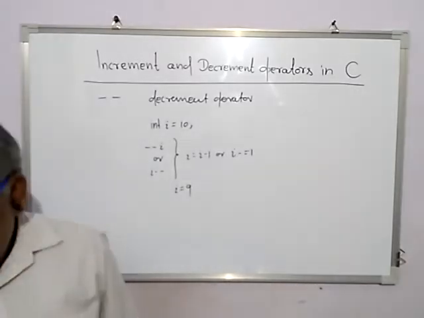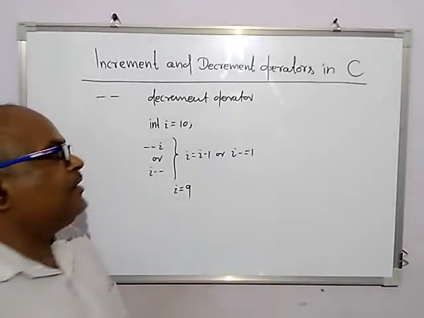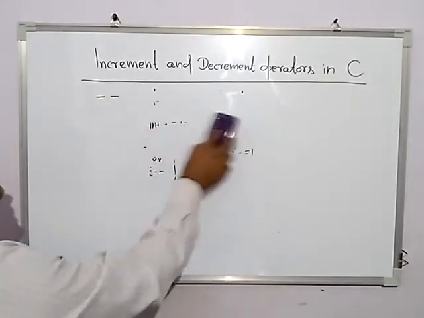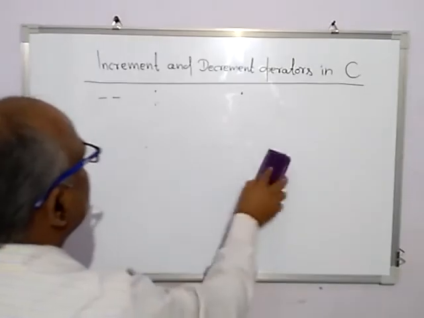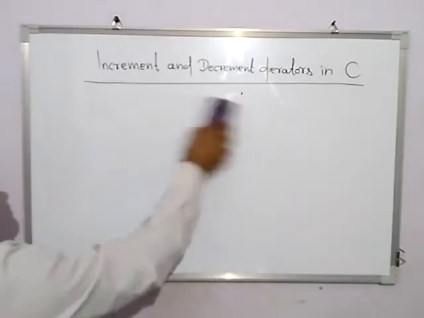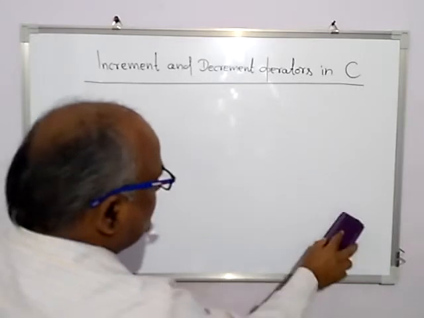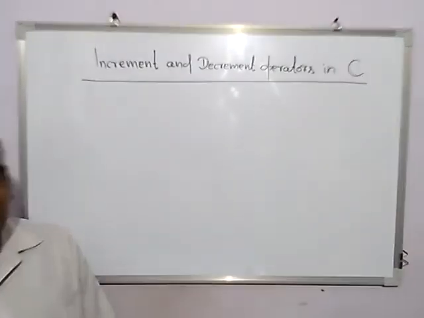So there are two types of increment and decrement operator. One is pre-increment decrement, another is post-increment decrement operator. So first we discuss what is pre-increment or decrement.